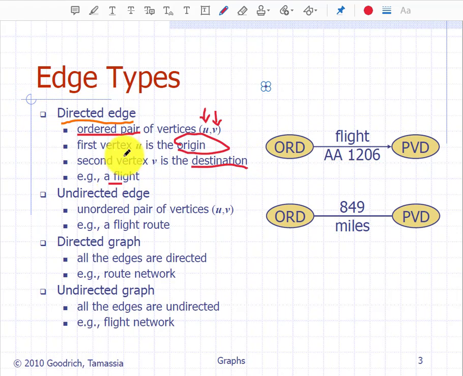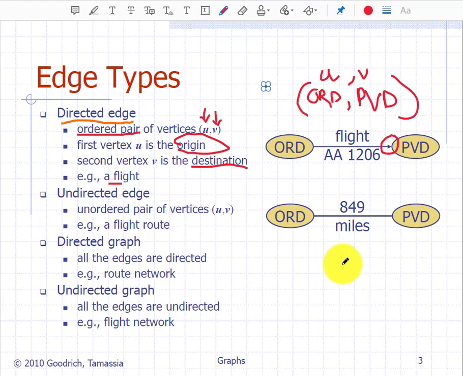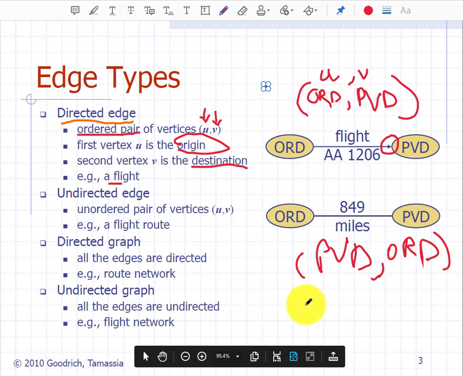An example of this is a flight. You're moving from one airport to another airport. It is possible that you could go from the other airport back, in which case you could have a direction going this way and a direction going the other way. So here's an example of a directed edge. Notice the difference is this arrow. Here we had ORD to PVD. The direction here is very specific. It's ORD, comma, PVD. From U to V. Here it doesn't matter. You could have PVD, ORD.